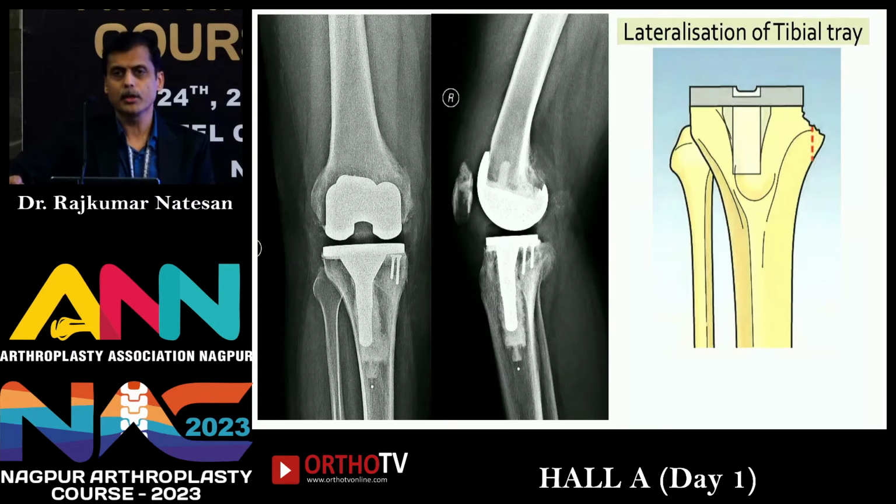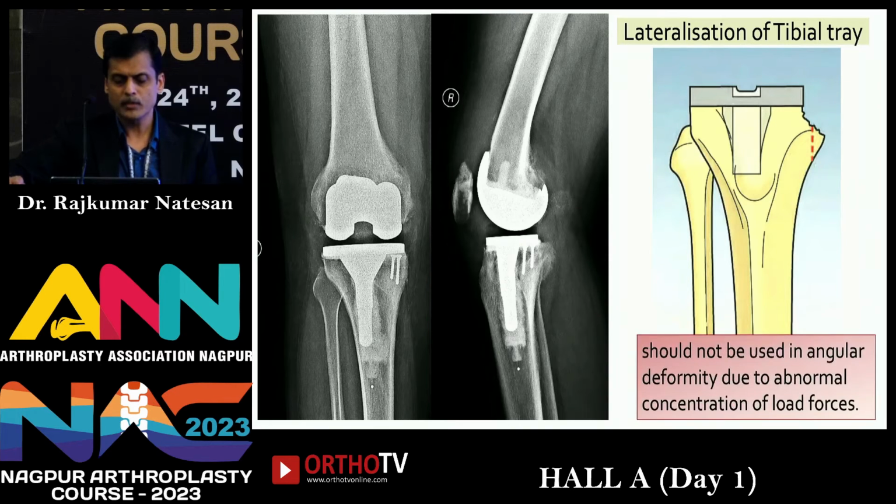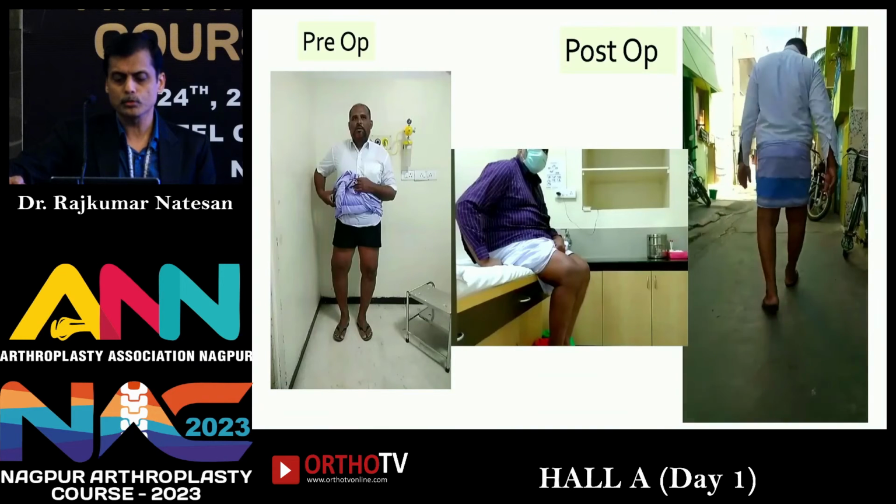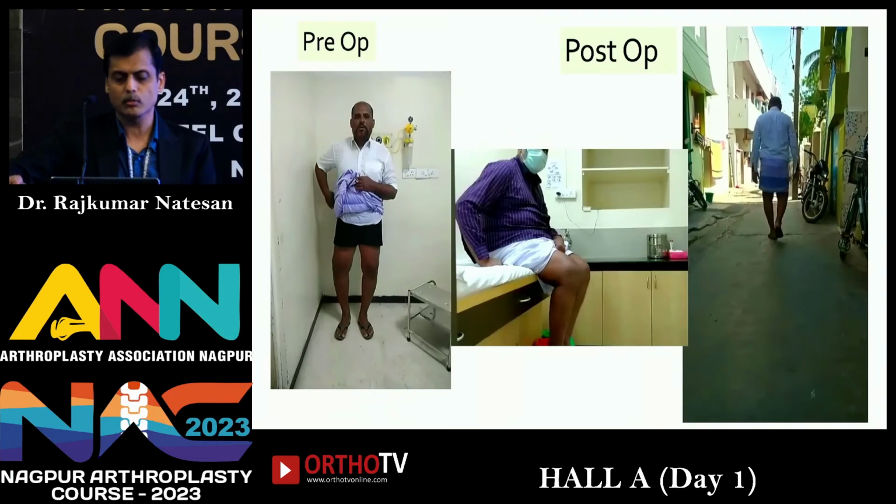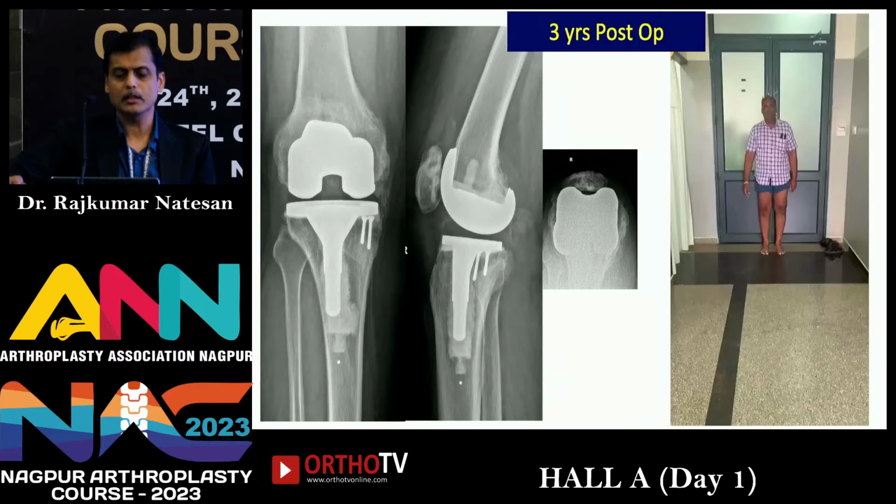The point here is that I have lateralized the tibial tray so that I can use a small tray, and I can do a reduction osteotomy and avoid a bigger defect, so that the defect becomes smaller. And this is what it is. Immediate post-operative X-ray, after 3 months the patient is walking, and recently he came back 3 years post-operative, and the patient is doing well.